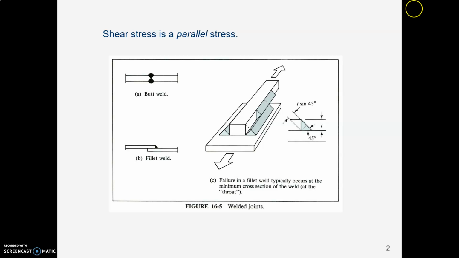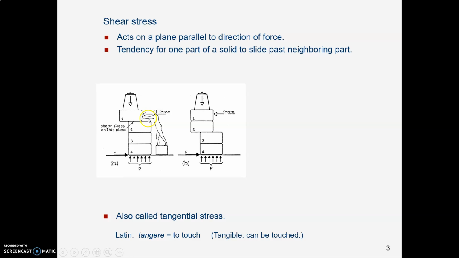So, for example, here is a fillet weld that's welding one steel bar to a steel plate, and it makes a triangular piece of metal. And as the plates try to pull apart, there is shear along that weld material parallel to the line of action that's pulling on them. That's a shear stress. It's like this, acting on a plane that's parallel to the direction of the force, like a pair of shears, a pair of scissors.